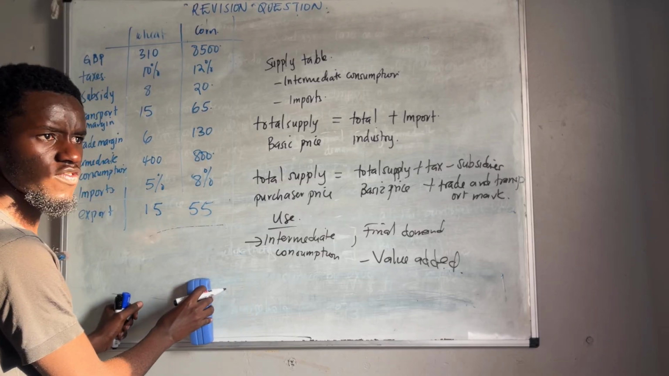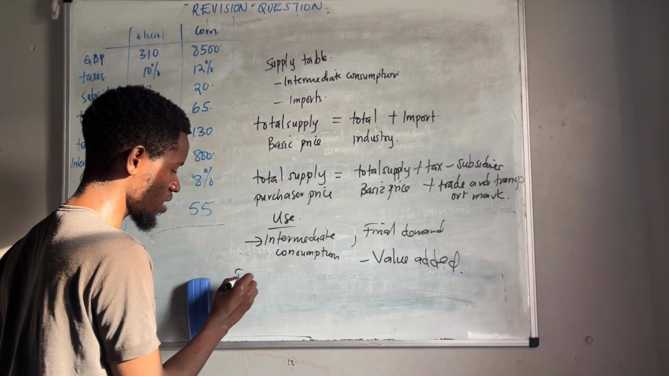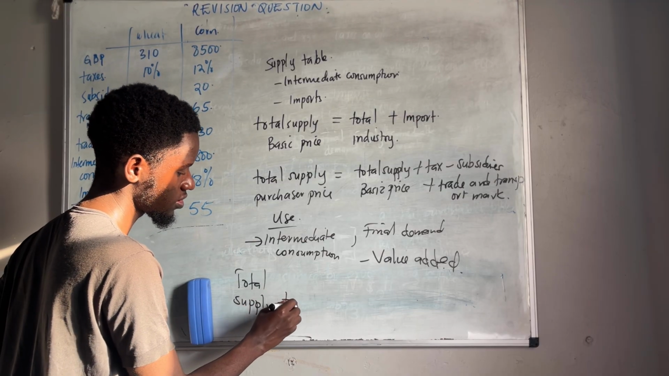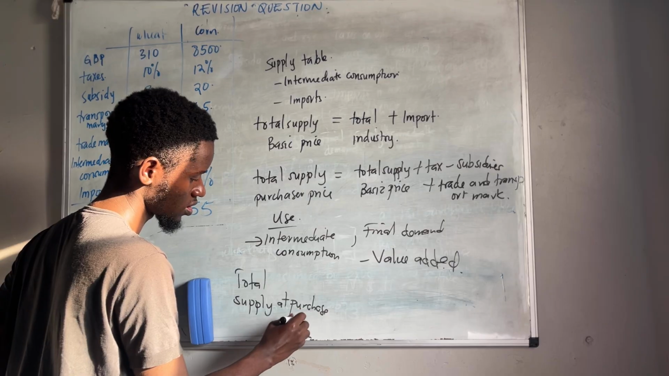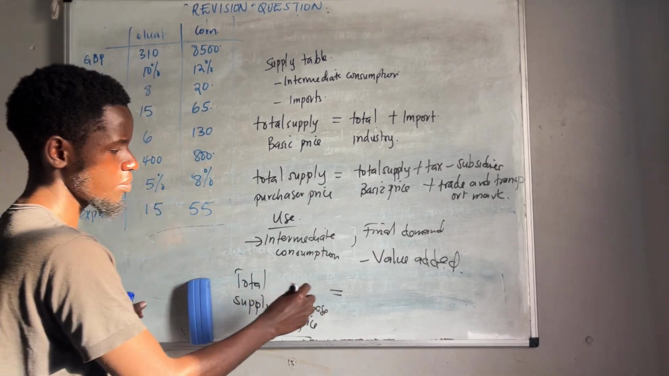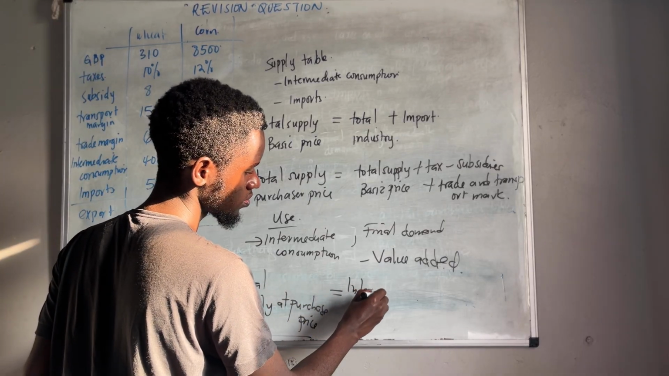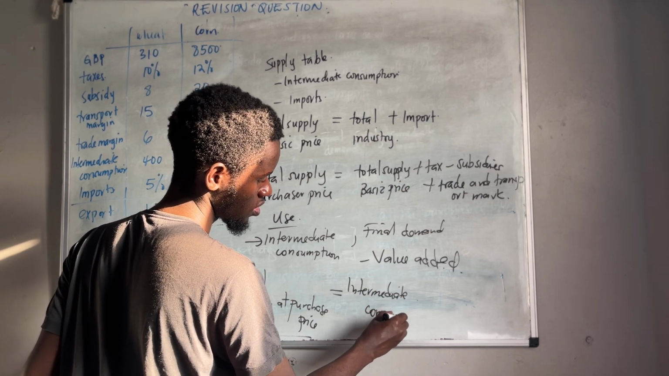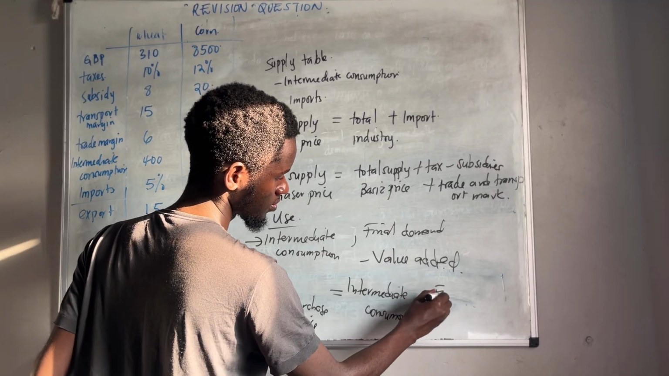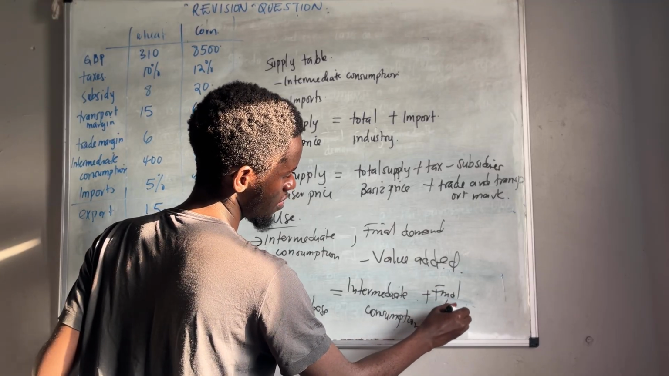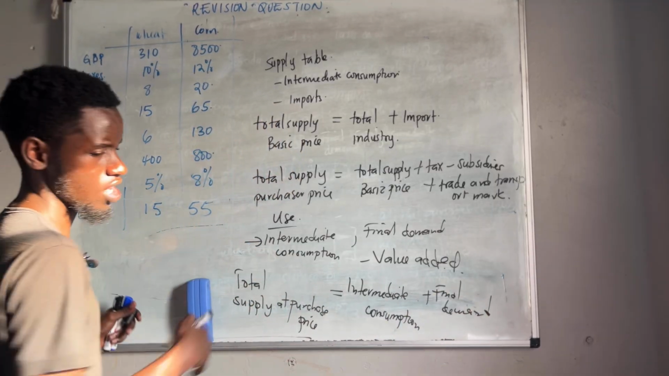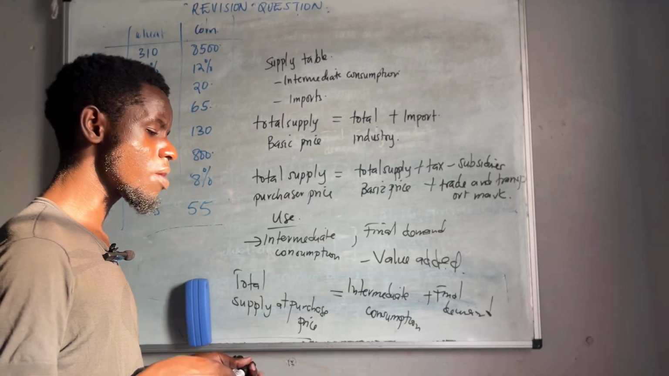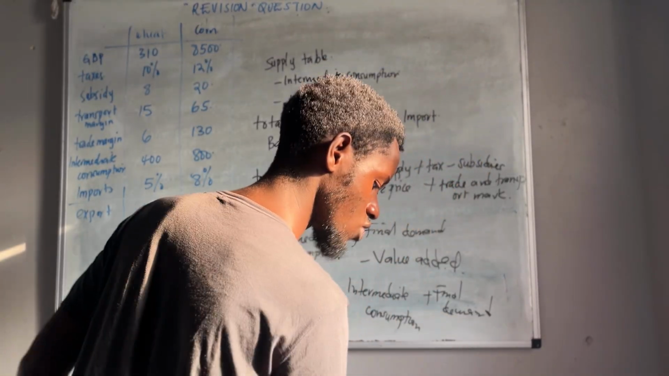Now for the use table, the formula we need from there is that total supply at purchaser's price equals intermediate consumption plus final demand. We are going to use this formula to calculate our answers in the next questions. Now, members, let us go straight to our question.